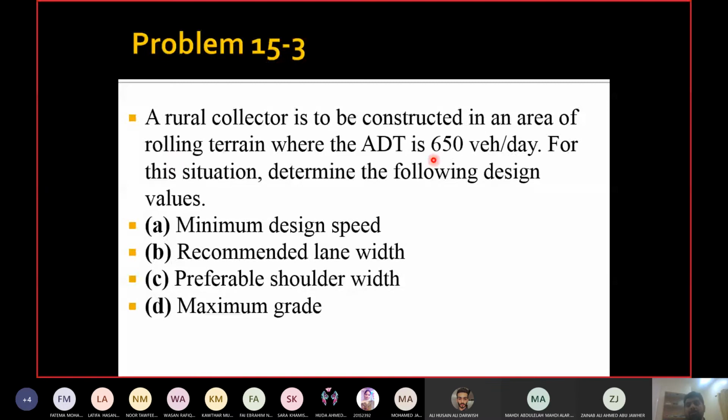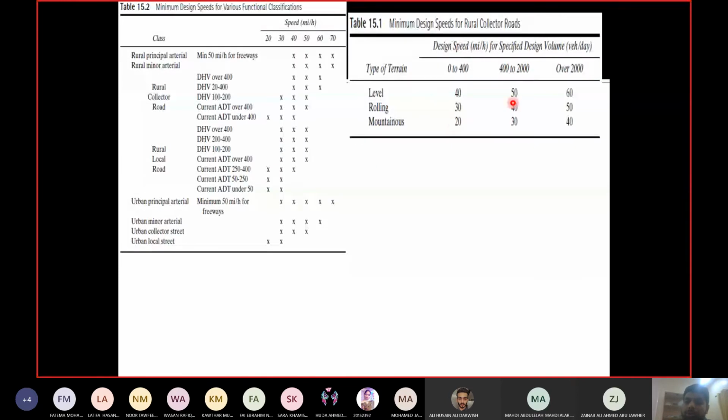The volume was 650, so it's in this range. So I'm still in the middle column, but the terrain is rolling. So the minimum speed is 40 miles per hour. Okay, so minimum is 40 miles per hour. Again, I can go 50, 60 and so on.